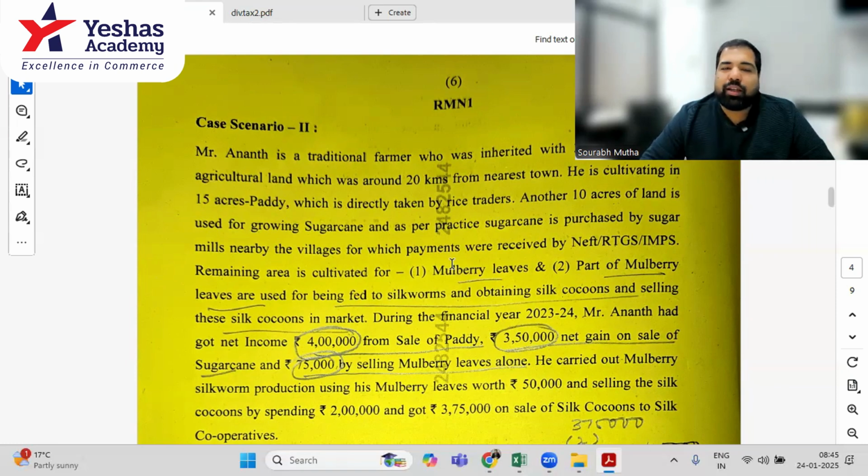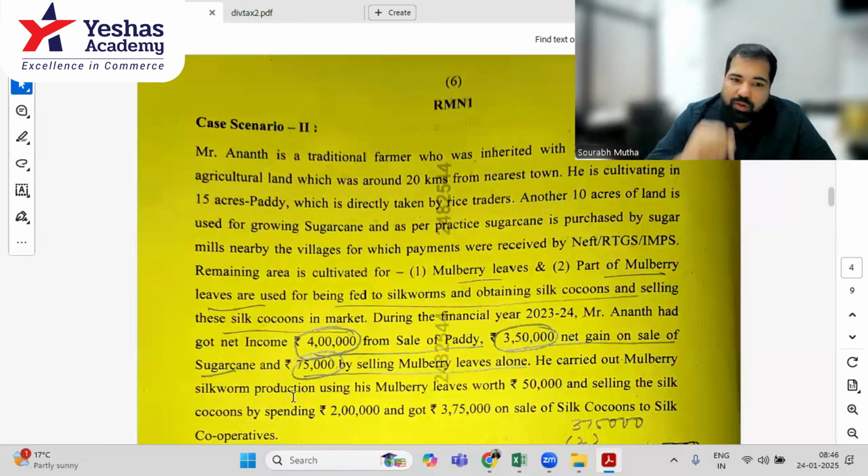Mr. Anand had got income of 4 lakh from sale of paddy. Clearly agriculture income, 4 lakh, no doubts about it. 3 lakh 50 net gain on sale of sugarcane, completely agriculture. So 4 plus 3.5, now 7.5 lakh definitely from agriculture. 75,000 from selling mulberry leaves alone. This is also agriculture. So 7.5 lakh plus 75,000, that is 8 lakh 25 definitely is agriculture income, which is exempt under section 10(1). He carried out mulberry silkworm production.